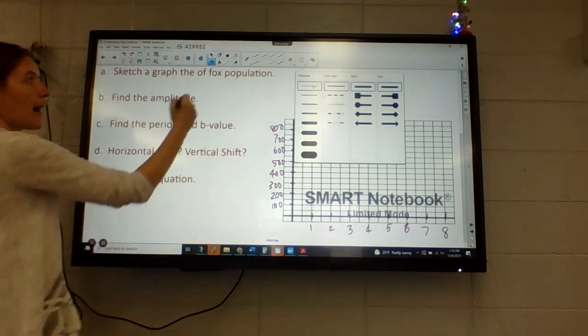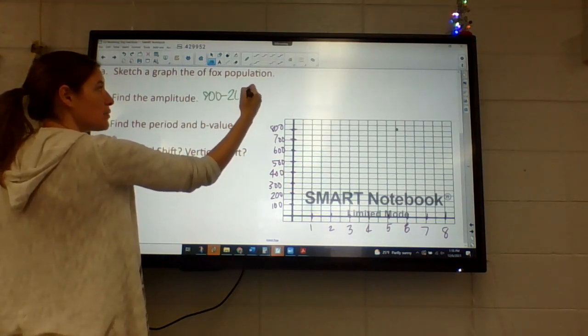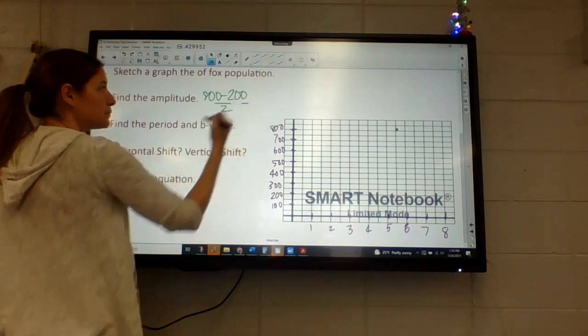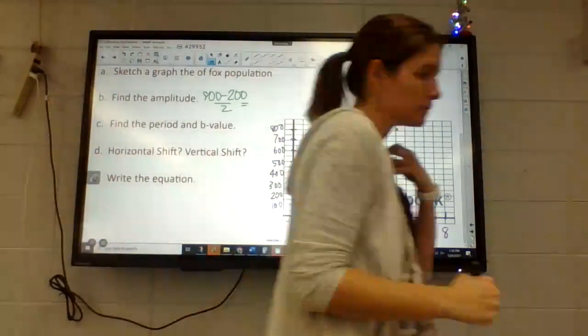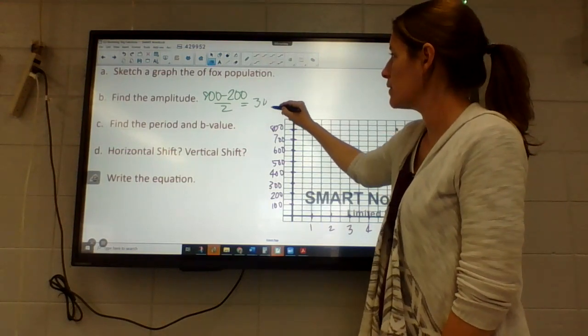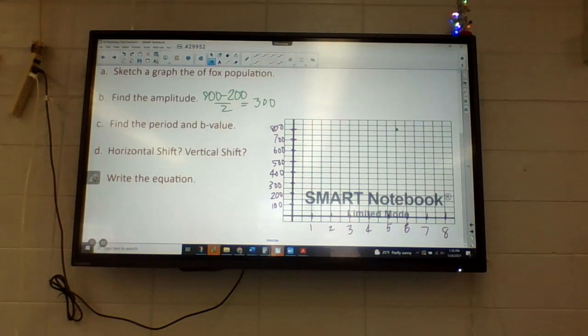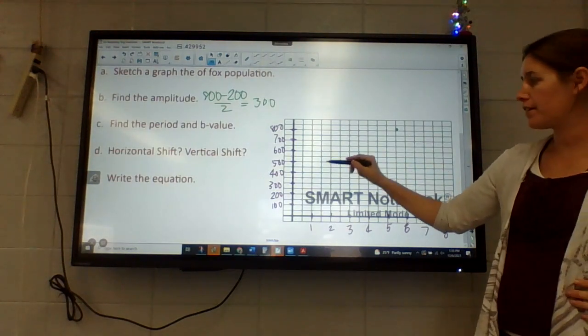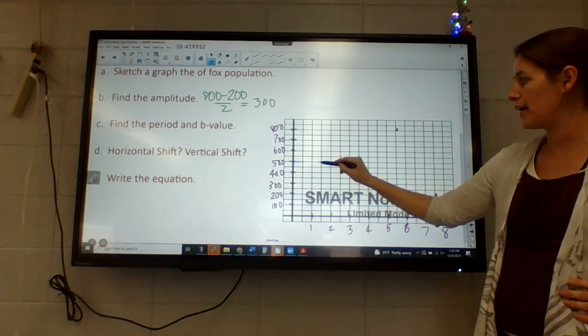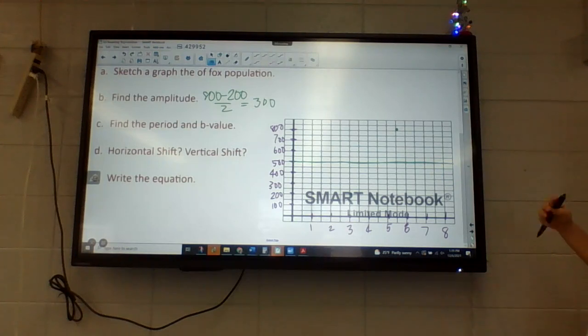So we go high 800 minus the 200 divide by 2. So our amplitude's going to be 300. So high to low, it's 300. Yep. So below the 800, above the 200, so I'm going to draw a line at 500. So that's our midline.